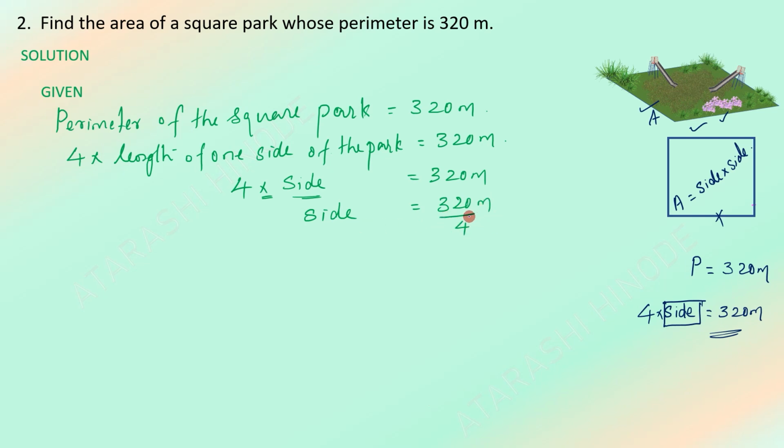Now we have to divide 320 by 4. We can't divide 3 by 4, so take 2 with 3, that is 32. In the multiplication table of 4, we get 8 4s are 32. Then when we subtract, 0, here one more digit is there, that is 0, so we can put 0 here. So here we get it as 80 meter. That is, the length of one side of this square park is 80 meter.